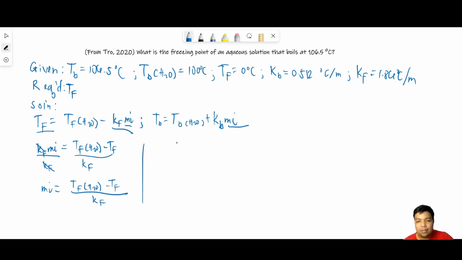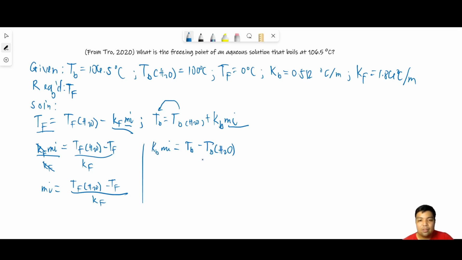Okay, so on the other side, this is pretty straightforward. Kaya i-transfer mo lang ang TB, boiling point of water, sa left side of the equation. So your KBMI is equals to TB minus, oops, sorry for the bad handwriting, minus the boiling point of your water. Okay.